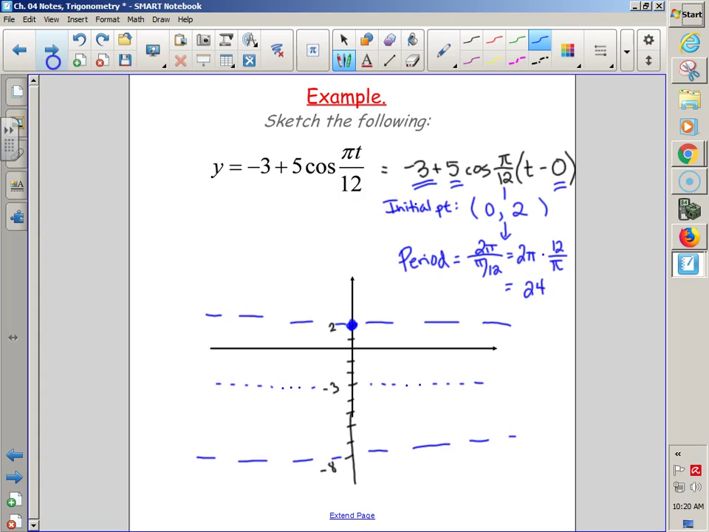Do I want to go by ones this time? No. Do I want to go by 2 pi's or single pi's? No. What do I want to go by? 6. Because think about quarter cycles. What's 24 cut into fourths? Let's go by 6s. So 0 plus 6, plus 6, plus 6, plus 6.